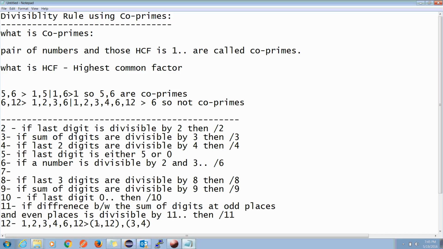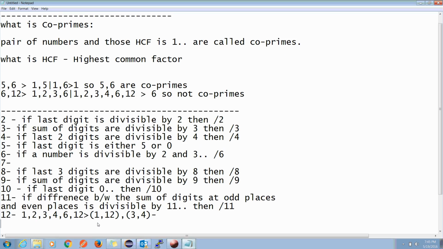So if a number is divisible by 1 and 12, that number is divisible by 12. If a number is divisible by 3 and 4, then that number is divisible by 12. But if a number is divisible by 2 and 6, it is no need to be divisible by 12.